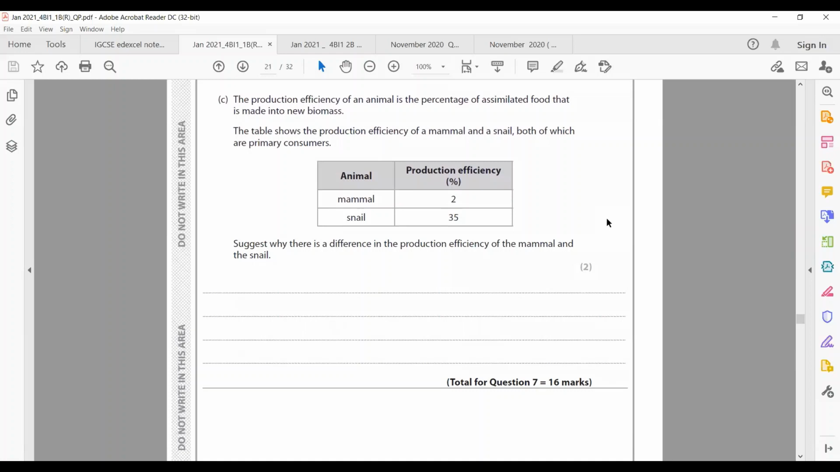Let's go to Salma, number 3. The production efficiency of an animal is the percentage of assimilated food that is made into new biomass. The table shows the production efficiency of a mammal and a snail, both of which are primary consumers. For the mammal, the production efficiency is 2%, and for the snail it is 35%. Suggest why there is a difference in the production efficiency of the mammal and the snail.